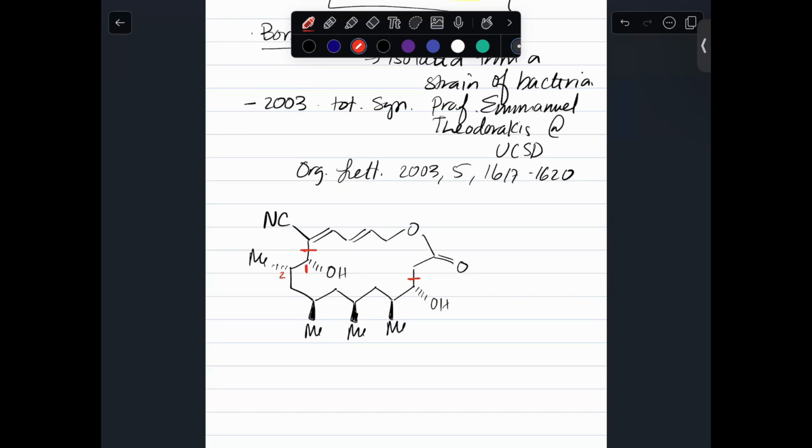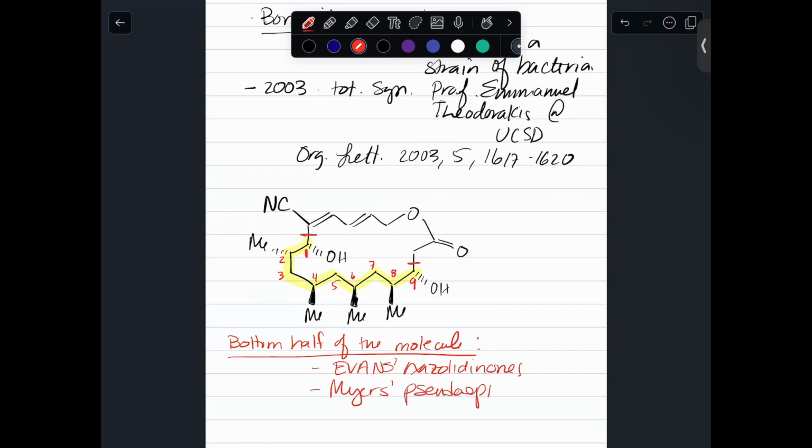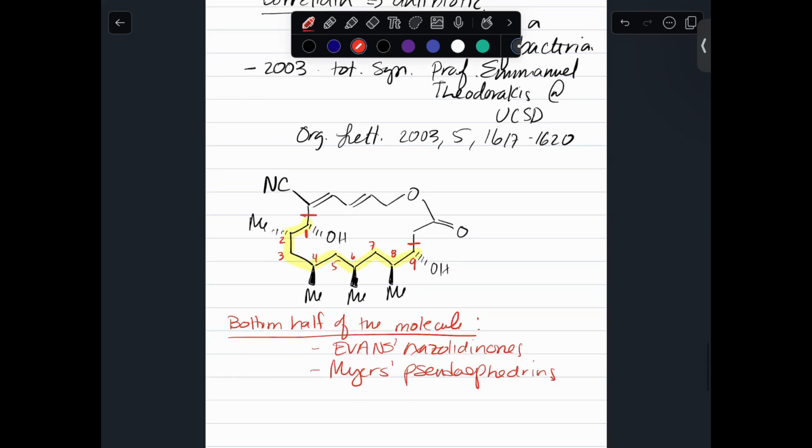And what Theodorakis does is he numbers his carbons from left to right. And if you notice, he's only focusing on the bottom 9 carbons, and that's it. So the bottom half of the molecule, using Evans oxazolidinones and Meyer's pseudoephedrines. That's our target structure. Our target structure is from carbons 1 to 9.